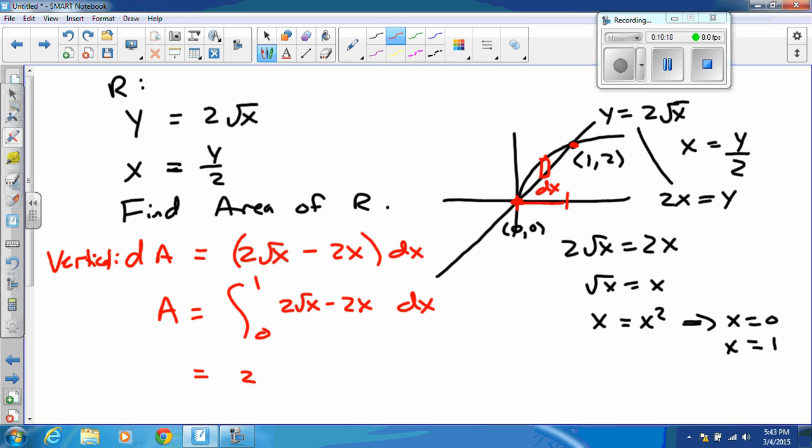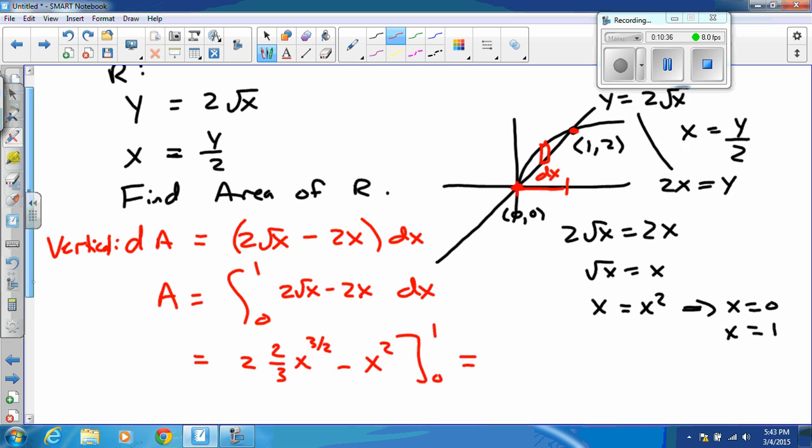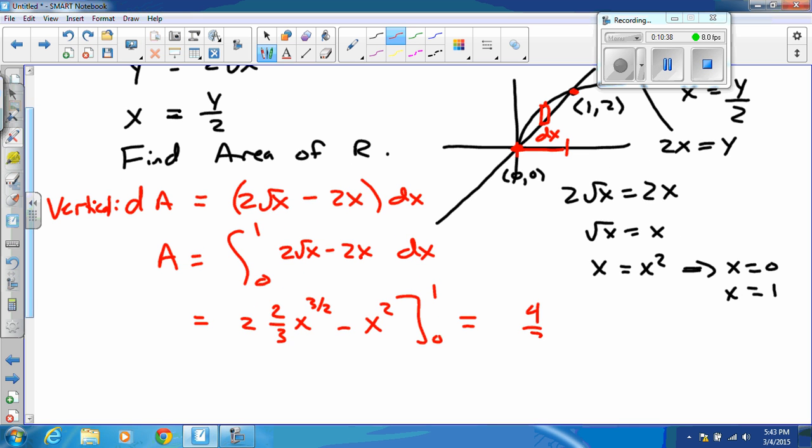And now we have a fairly easy integration. Let's pull the constant 2 to the outside. Well, we'll do it like this. Add 1 to the power, divide by the new power, giving me 2/3 x to the 3/2 minus 2x squared over 2 from 0 to 1. And that's equal to 4/3 minus 1, which is a total area of 1/3.